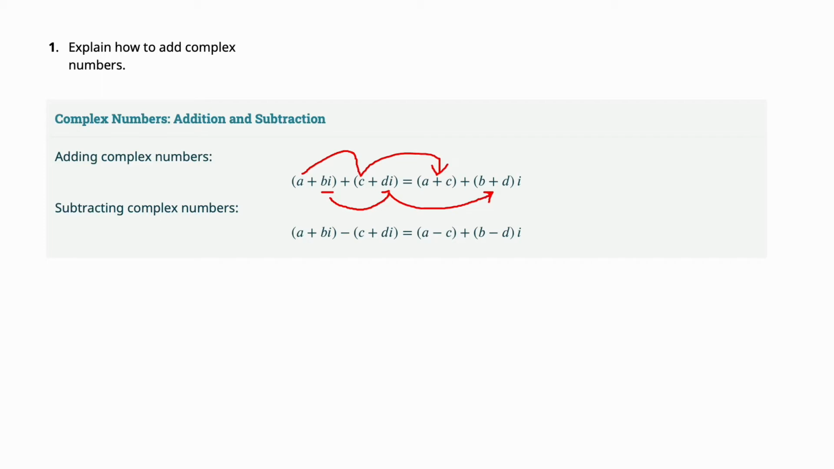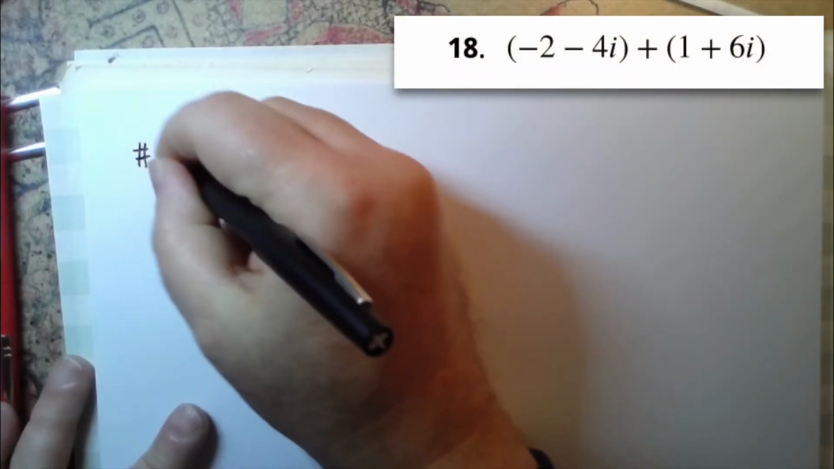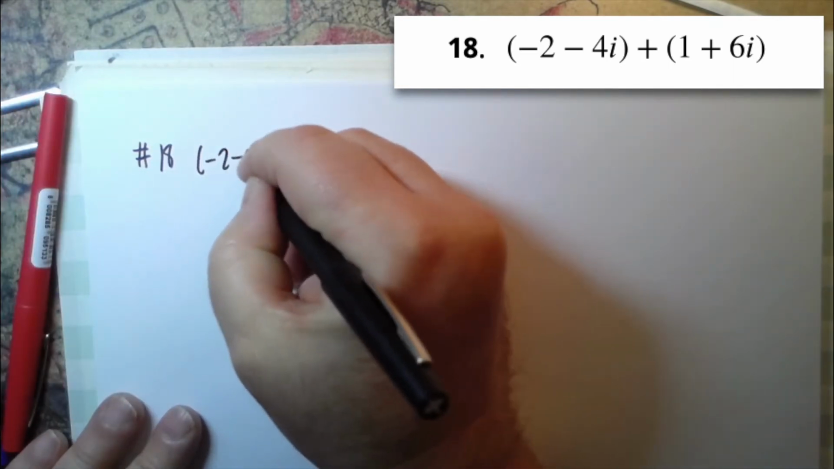Same with subtraction. You're going to go a minus c, and you get the real part, and then you go b minus d, and that's going to give you the imaginary part, like that. So it's just like adding polynomials. It's like adding like terms. All right, so now let's do number 18. Just addition.